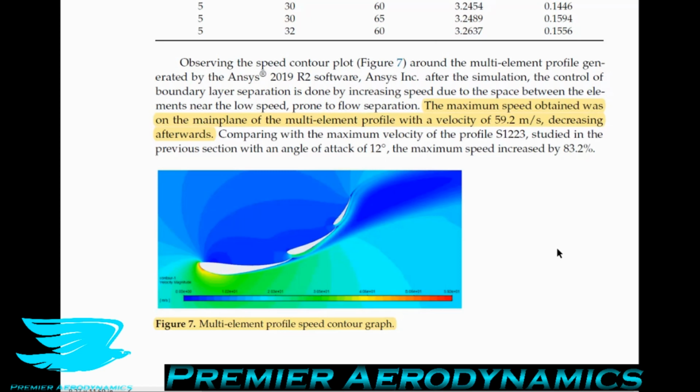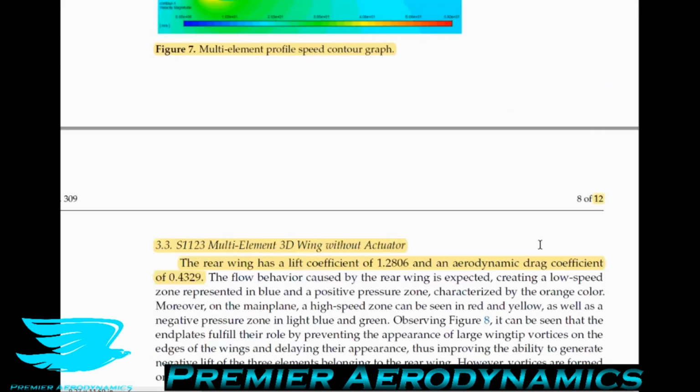So that means that if we were to put more elements on here, we probably wouldn't get nearly that much lift out of it. So it's probably a waste to put more elements on there. You'll probably get a lot more drag out of it, but lift not so much.